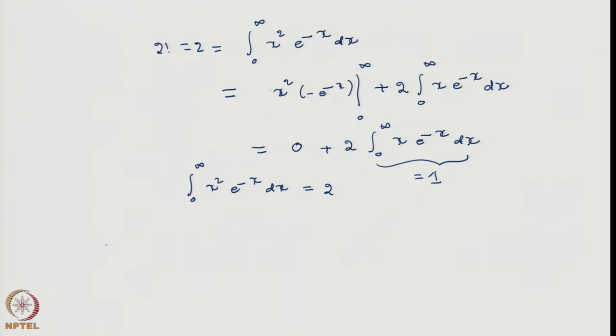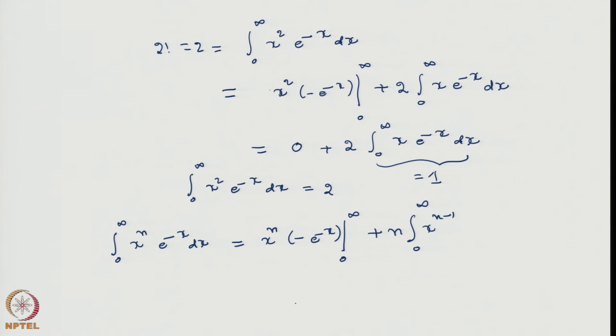Thus, for example, the integration 0 to infinity x to the power n e to the power minus x dx, if you do it by parts, the first term is going to be x to the power n, and the integration of e to the power minus x is minus e to the power minus x evaluated at 0 to infinity, and like before, there will be a plus term here, and here it will be n, then integral n x to the power n minus 1, which is the derivative of x to the power n, and e to the power minus x dx.